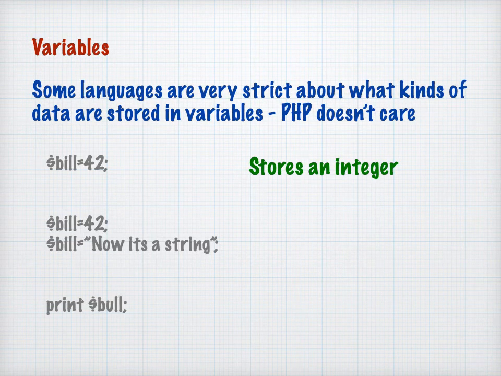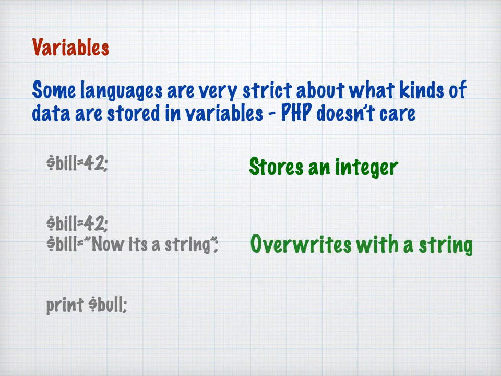Now, some programming languages are very strict about what kind of information you store in a cell. So if you say that a cell or a variable will contain a whole number, you're only ever allowed to store whole numbers in that box. PHP isn't like that. PHP isn't strict at all. So what you can do is put an integer in a box, and then simply overwrite the integer and put something else in there, for example a string.